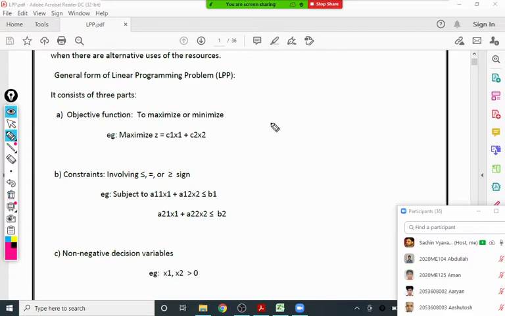In standard form this problem is written as maximize z, which is the summation of cj xj. Why am I writing this notation? Because we are going to use these symbols later on in the simplex method, so this general notation is important. You should know what cj is. Why is cj used? It is the cost value of the decision variable. The decision variable has some cost, and that is cj.